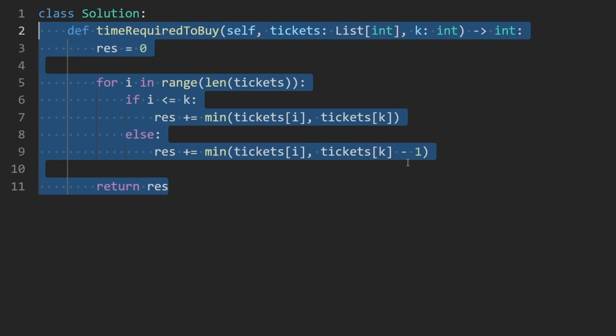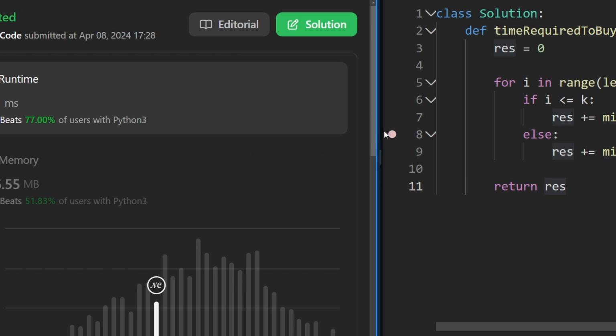So this is the entire code. Let's go ahead and run it to make sure that it works. And as you can see on the left, yes, it does.